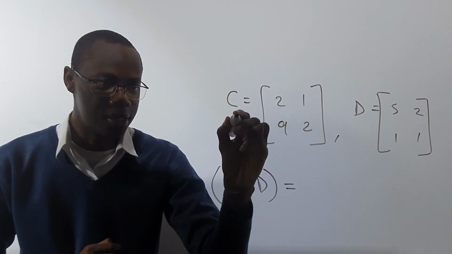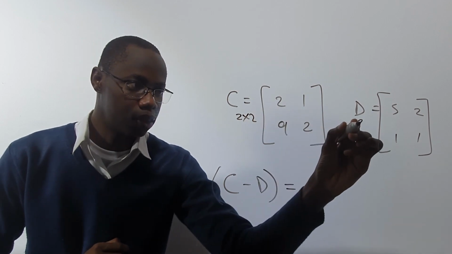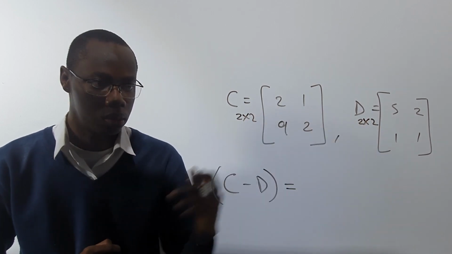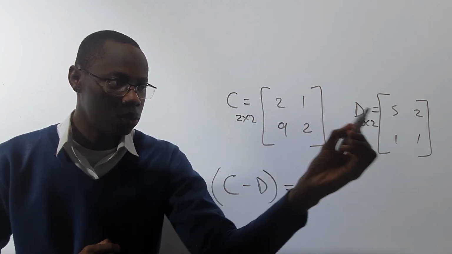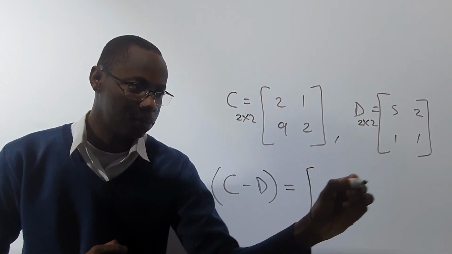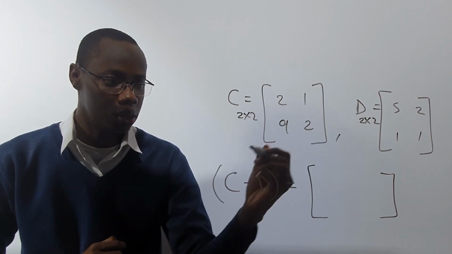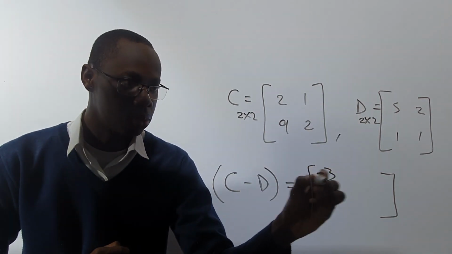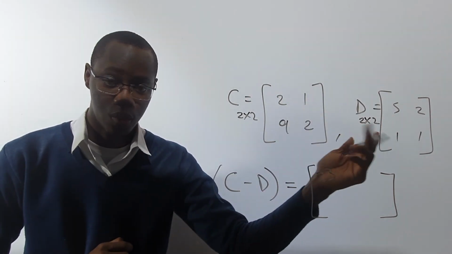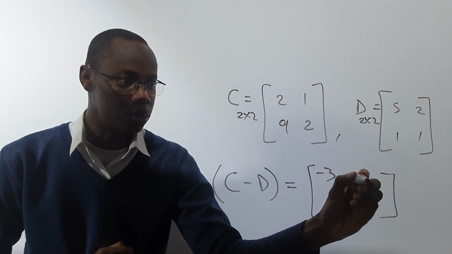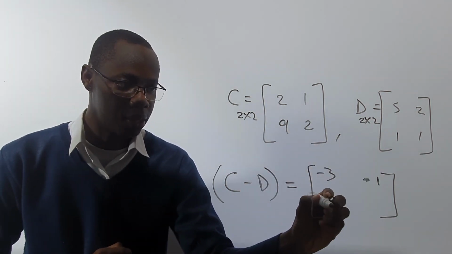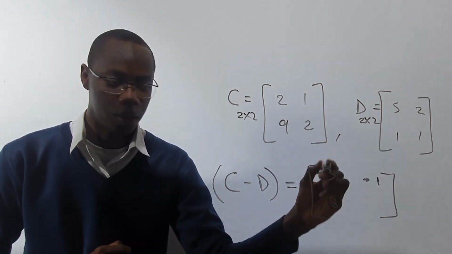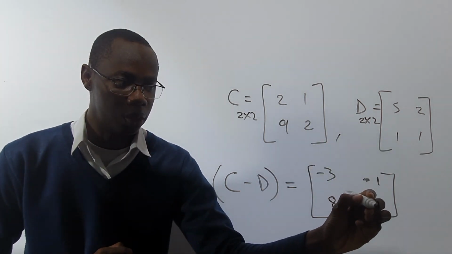They are of the same order, 2 by 2, 2 by 2. So you can carry out the operation, subtraction. So 2 minus 5, that will be minus 3. 1 minus 2, that will be minus 1. 9 minus 1, that will be 8. And 2 minus 1, that will be 1.